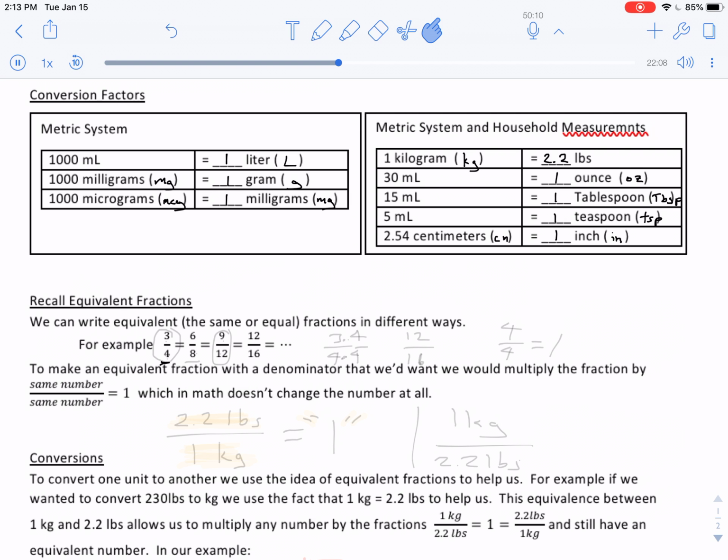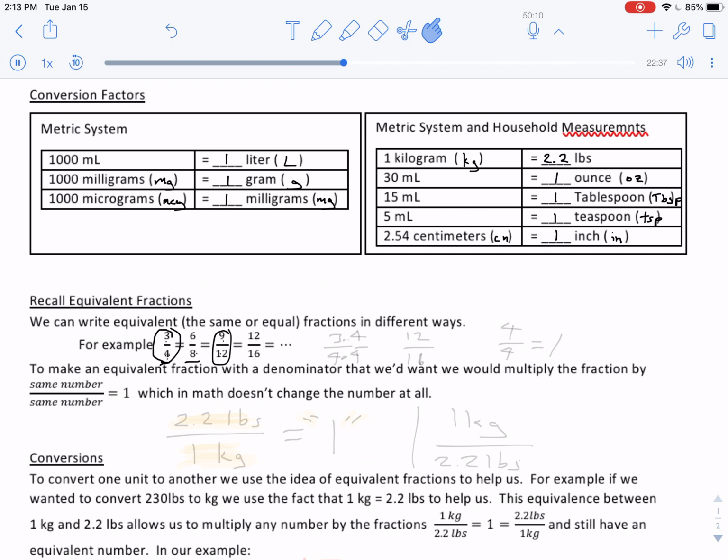So for example, 3/4 equals, if I multiply the top and the bottom by 2, 3 times 2 is 6, 4 times 2 is 8. And so forth. I could do 3 times 3 is 9, 4 times 3 is 12. So to get this fraction, 9/12, is exactly the same. They're equal to 3/4.